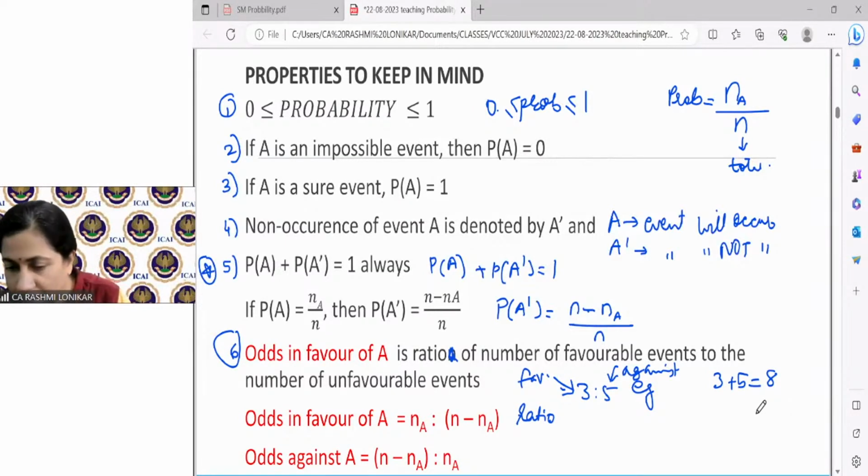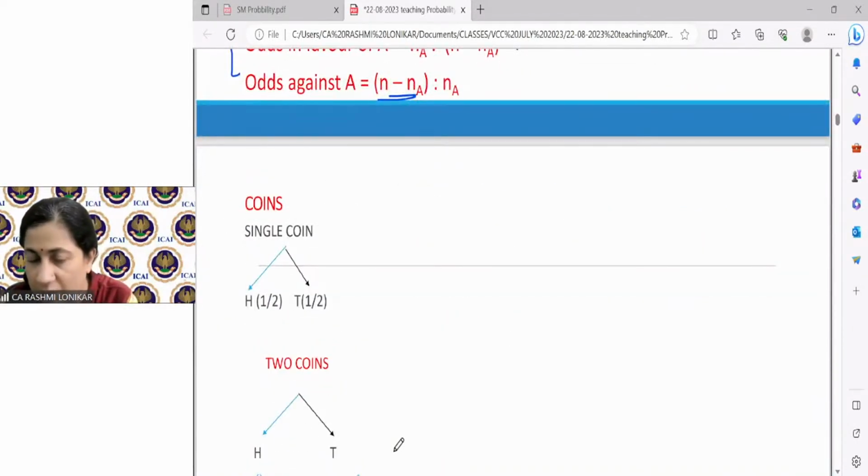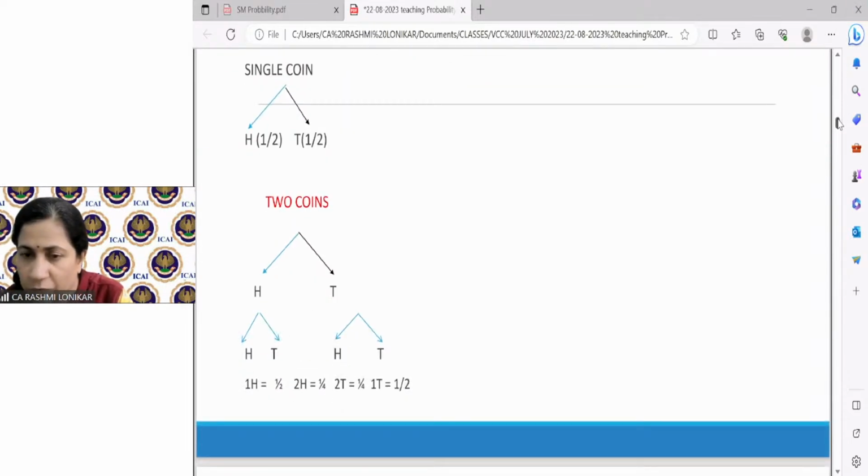Odds against is what? Just N minus n(A) is to n(A). So these are similar, but this is in favor and this is not in favor, which is called against. Purposely I'm taking this a little slow because I want all of you to be very, very clear about your concepts.